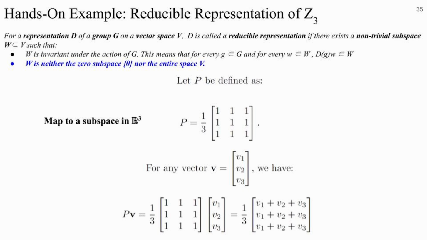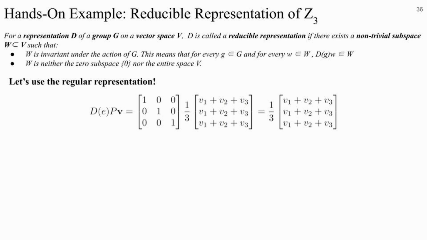In addition, we see that the condition that W is neither the zero subspace nor the entire space V is satisfied, as the subspace that we've projected onto is the one spanned by the column vector (1, 1, 1) in R3. So we don't actually have to find a reducible representation, we already have one, and that's actually the regular representation that was presented earlier on in this video. To prove that the regular representation is a reducible representation, we just need to show that the subspace that we've projected onto is invariant under the action of the group, which means that once we apply each of the matrices from the regular representation, we still get back an element that's in the projected subspace.